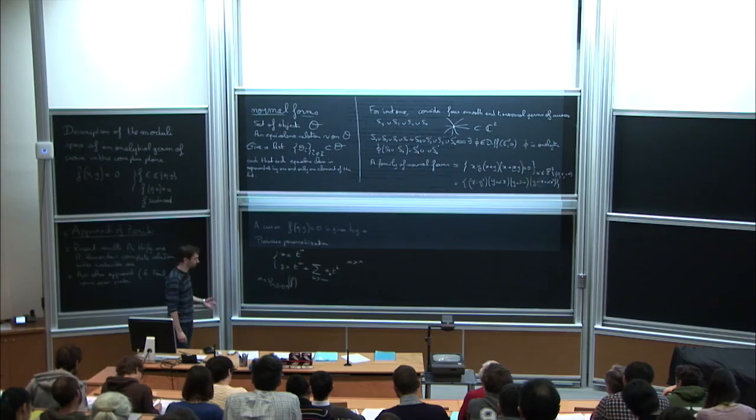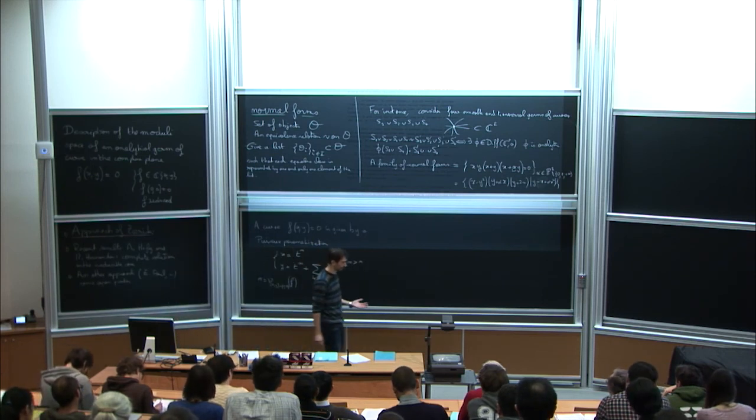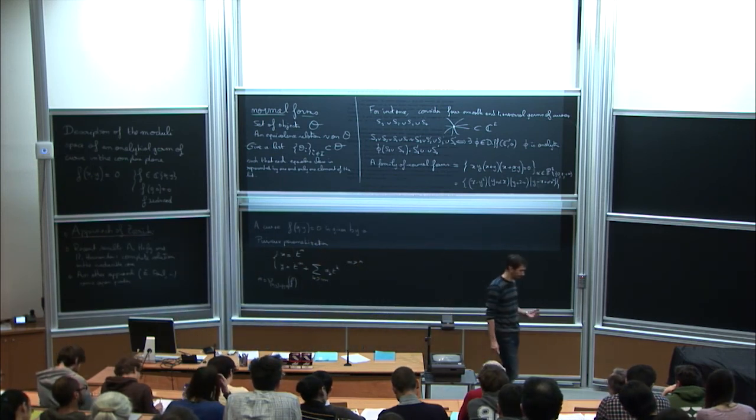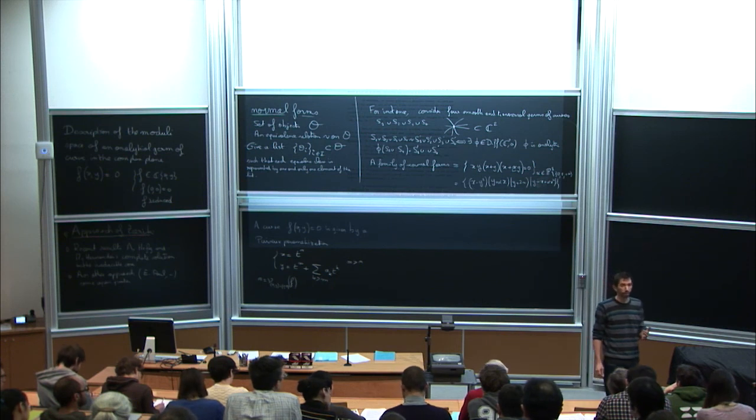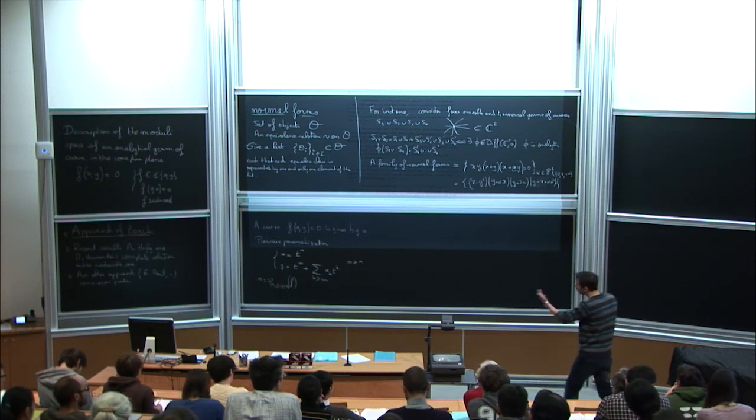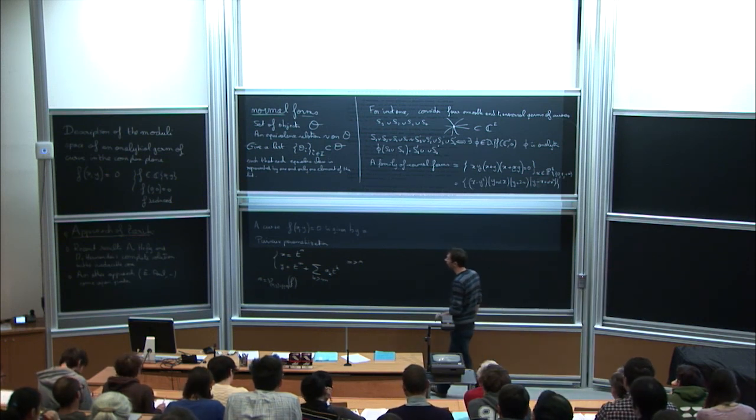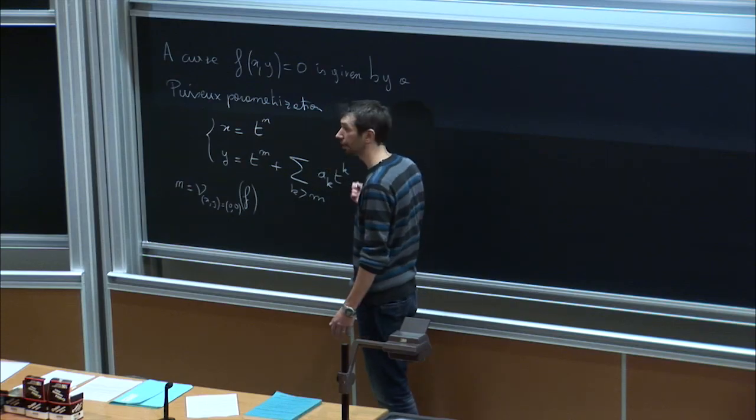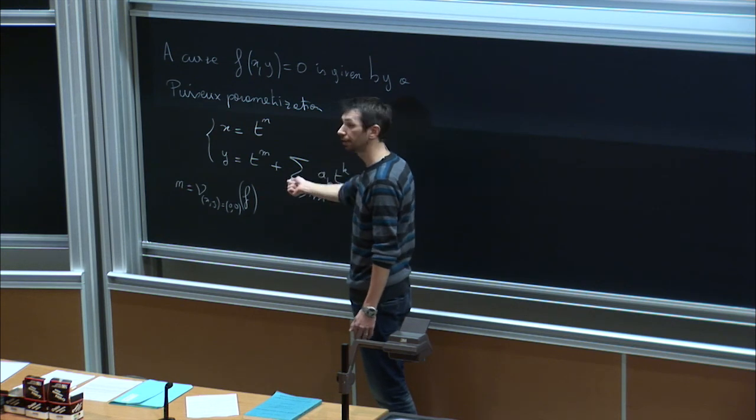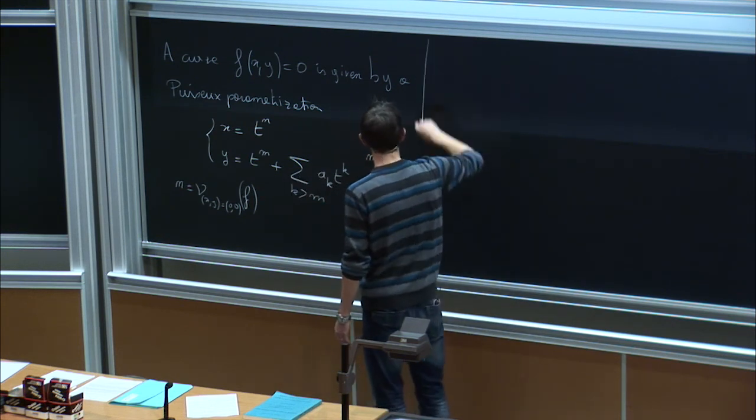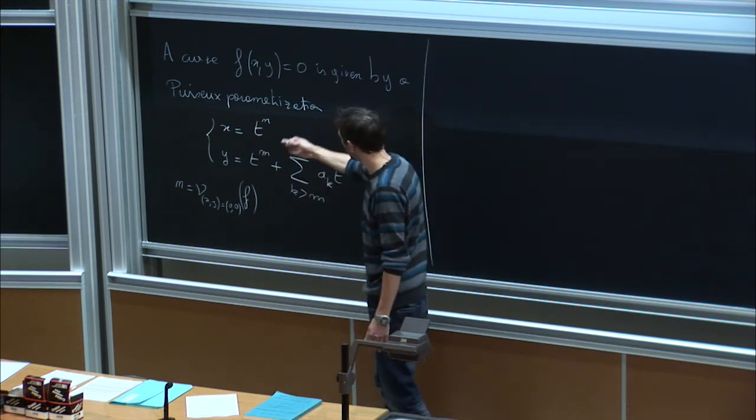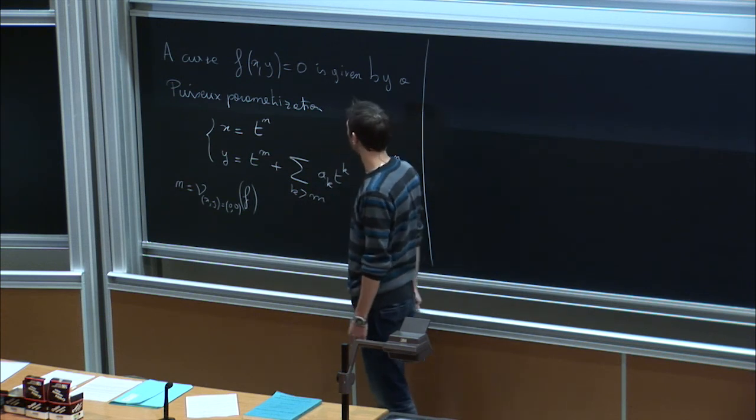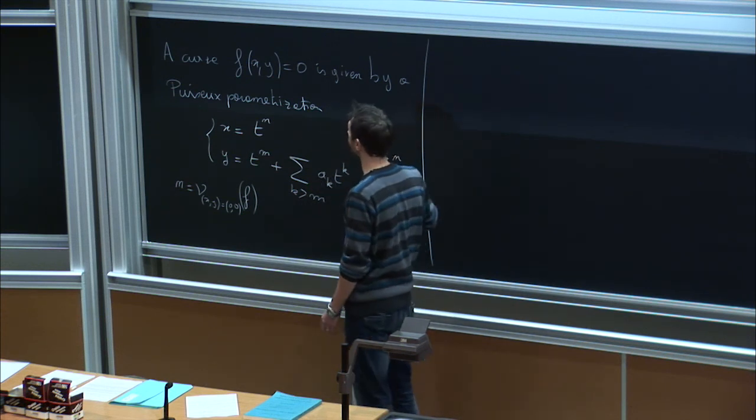Okay, and so what was the taste of Zariski? Zariski decided that a family of normal forms would be a normal form here, a Puiseux parametrization with as many vanishing terms as possible in this series. So the idea of Zariski was here to eliminate as many coefficients as possible in the Puiseux parametrization.